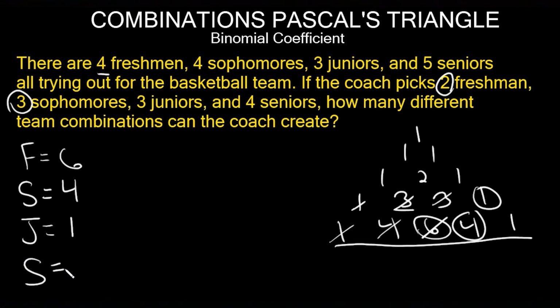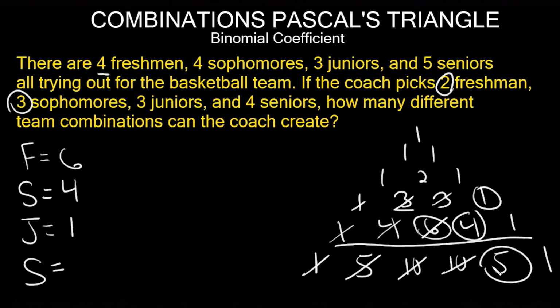And then doing the seniors, what do we get there? So with seniors, we have a total of 5, and we're going to be choosing 4. So I actually have to expand out Pascal's triangle one more time. So I'm going to have here 1, and then 5, and then 10, 10, 5, and then 1, okay? So here's our new row. We're going to be choosing 4. So again, count to 4. We have 0, 1, 2, 3, and here's 4. So we get 5 combinations for the seniors, okay?